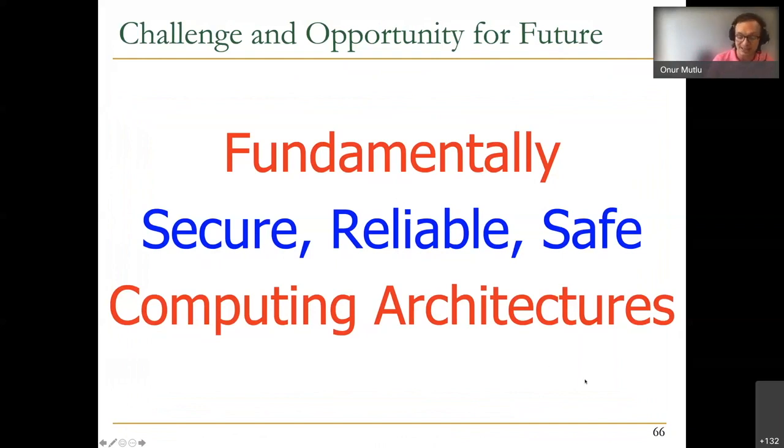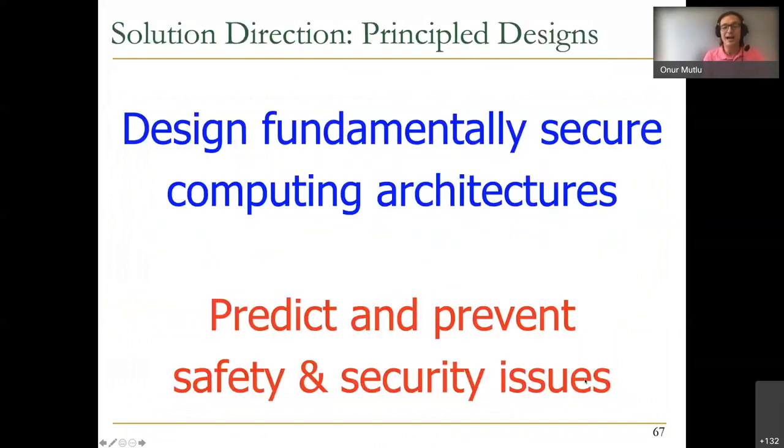Okay, so a big challenge and opportunity for the future going forward is designing fundamentally secure, reliable, and safe computing architectures. And I think this requires predicting and preventing such safety and security issues like RowHammer, but RowHammer is just one example of it. There are other issues that I'm not going to go into, like retention errors, but other errors in storage and memory are also going to be serious.